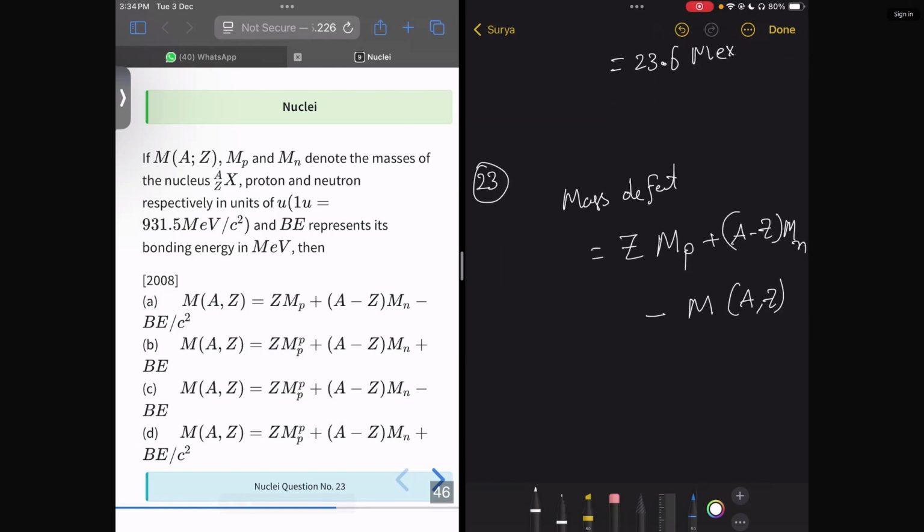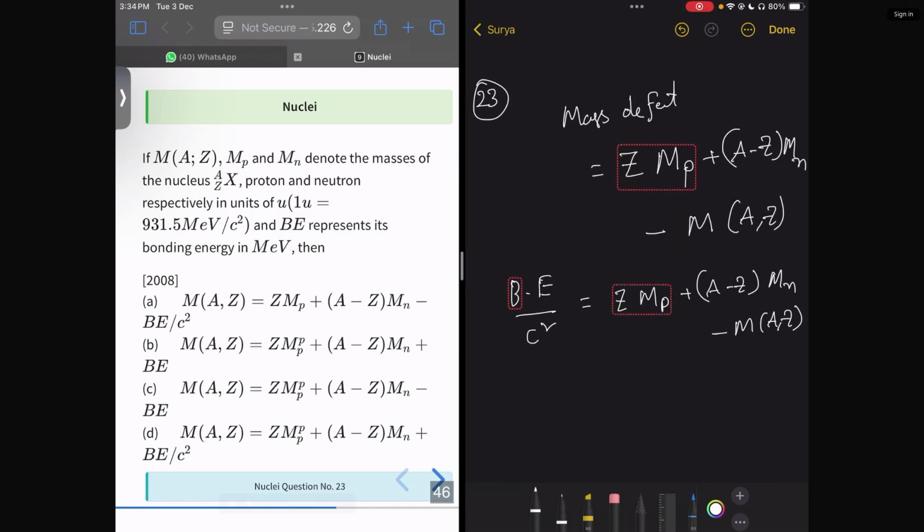is equal to the mass defect. Mass defect is equal to, we can write it as BE by c squared, equal to Z into Mp plus A minus Z into Mn minus M(A, Z). So if we take this one as right side and this as left side, option E is the right answer. So it is the right equation. Option E is the right answer.